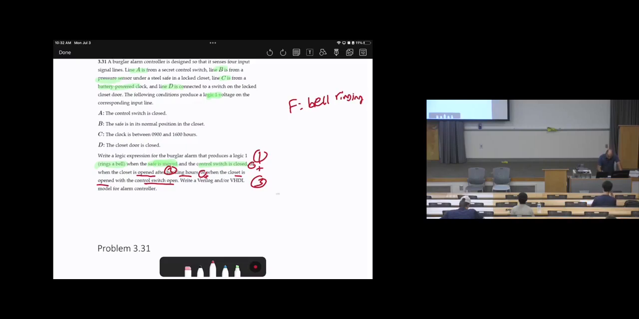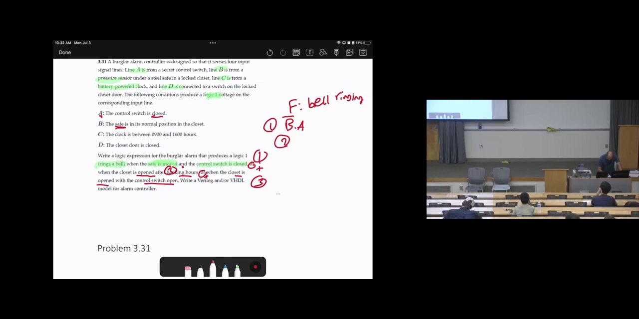Basically it's just detection of any burglar. Number 1: if safe mode is on. Safe mode is B, and the normal position is off, so it will be B bar. Then, and means dot. The control switch is closed. The control switch is A, and the normal state is closed, so times A. Okay?